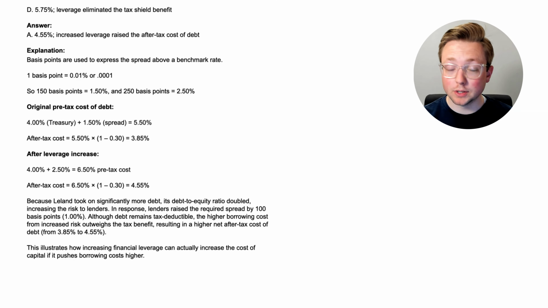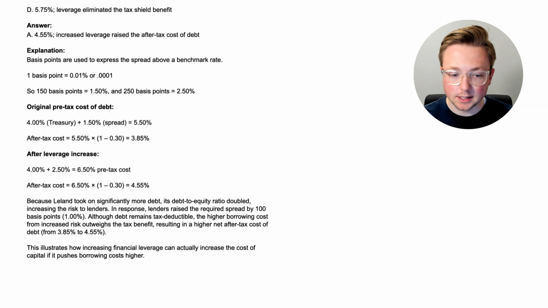Now, when they issue more debt, they also get more leveraged, which causes the basis points to go up. So after the leverage increase, again, we take the 4%, which is still the normal treasury yield, plus the 2.5% that is now the basis points, and that's 6.5% pre-tax cost. So the after-tax cost is, again, the pre-tax cost of 6.5% multiplied by 1 less the 30% tax rate, and that gives us 4.55% of after-tax cost for the debt. So we can see here that by increasing the leverage, we also increase the basis points, which increases the cost of the debt.